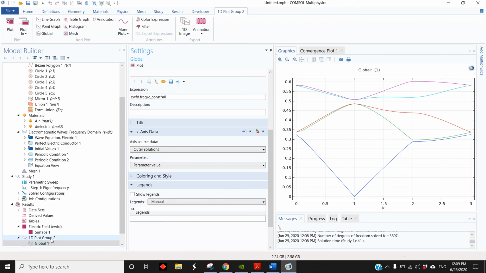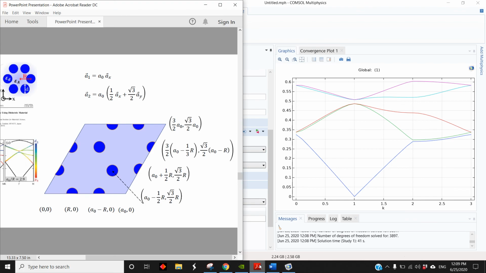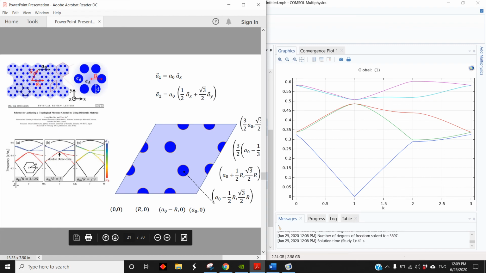As you see here, I get exactly the same results as in the paper, but here they only plot for capital K to M, so they only take this portion here from 0 to 2. So actually I have additional data from 2 to 3, and you see that the diagram matches exactly as in the paper. This is for the ratio of a naught divided by r of 3.125. I can also modify to 3 and to 2.9, and I get the same relation here.